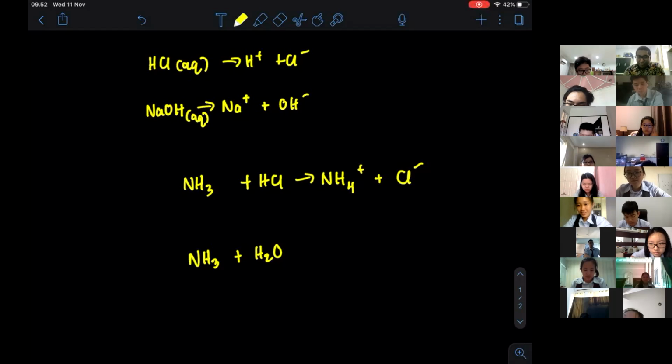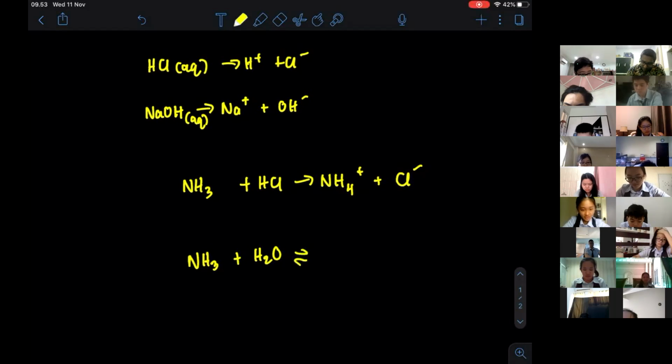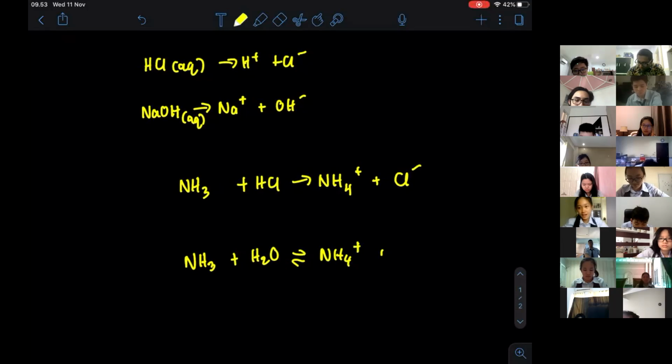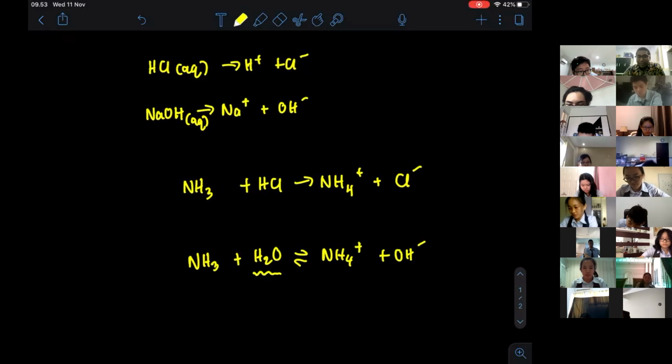Ammonia and water, they will actually react. They will give you ammonium hydroxide, and this ammonium hydroxide can be written in this form: ammonium ion and OH-. So when you are using water, Arrhenius is somewhat correct because ammonia gives you OH-, but only with the presence of water.